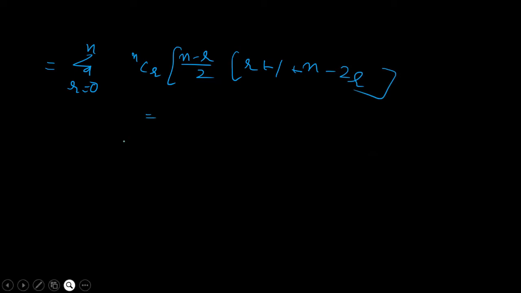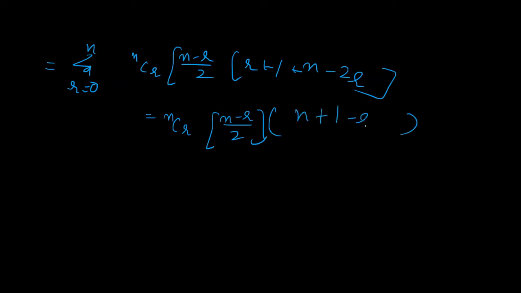What is given in the question? Let me check. You're getting exactly the similar term which is given in your book. Do you have your book open? n minus r. Okay, we got this term. Then nCr, n minus 2r. So you're getting the term as nCr, n minus r by 2, and this term will be n plus 1 minus r. Till here also, right?